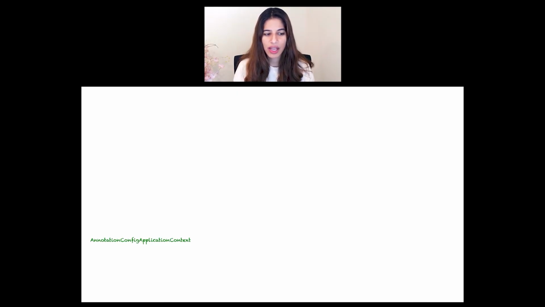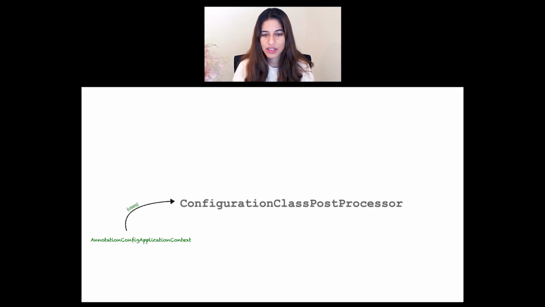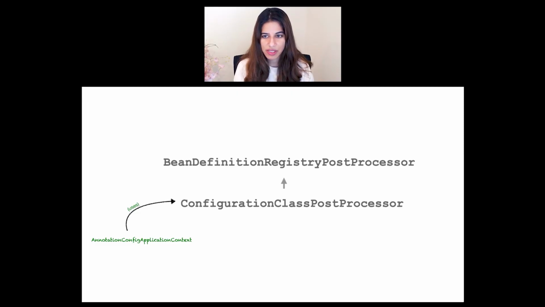So we looked a little bit at how annotation config application context can register and get beans, but how does it process the configuration classes in order to determine what those bean methods are? For that, it uses a configuration class postprocessor. The concept of postprocessors is quite prevalent throughout the Spring framework. You can have something like a bean factory postprocessor, you can have a bean definition registry postprocessor, or even a bean postprocessor to postprocess bean instances. The configuration class postprocessor is a bean definition registry postprocessor.